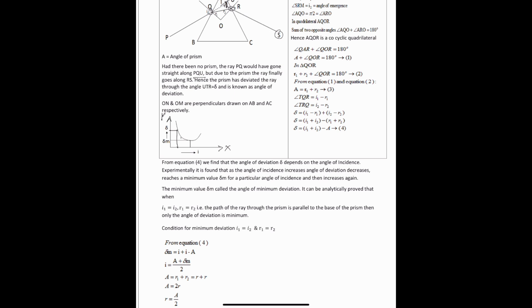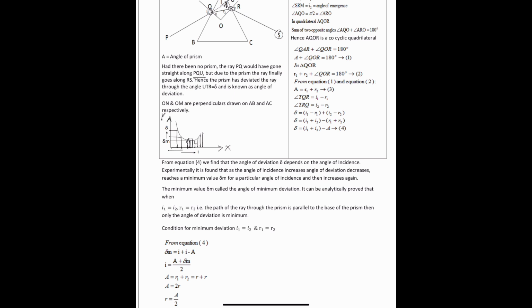So when the angle of incidence is changed again, the angle of deviation changes. Then at one particular angle of incidence, the angle of deviation is minimum. After that, if we increase the angle of incidence, the angle of deviation increases. So this particular angle of incidence produces minimum deviation, okay? The incident ray suffers minimum deviation. This is called the angle of minimum deviation.